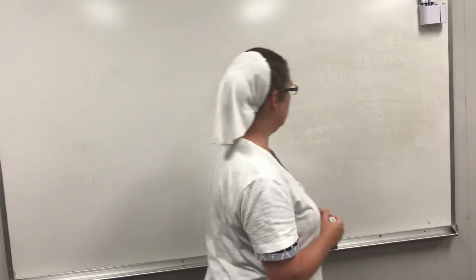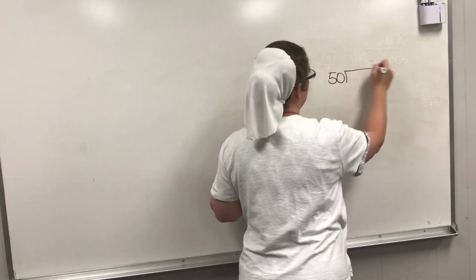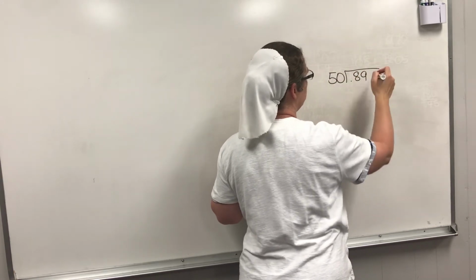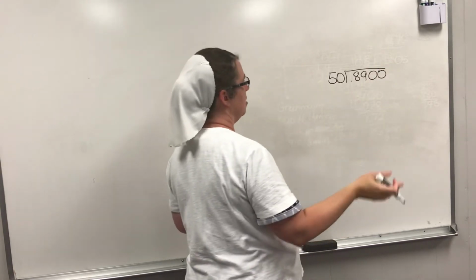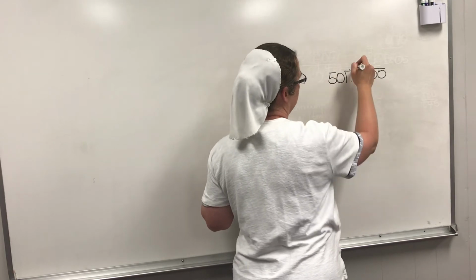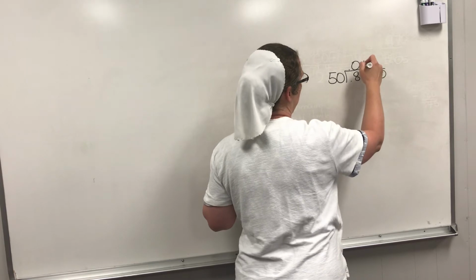Let's do the Sweet Williams on number 2. 50 seeds for 89 cents. So we're going to take 50 into 0.89, and we need to round it to the thousandth. So that means we need to go 4 places and then round. All right, 50 won't go into 8, so let's put a 0. 50 will go into 89 one time.